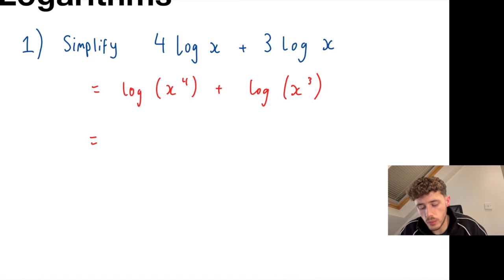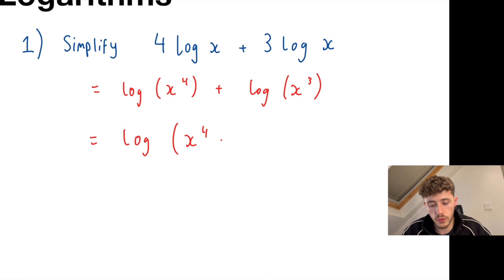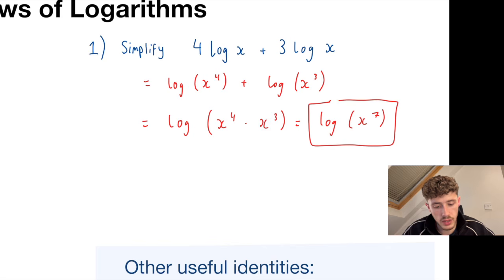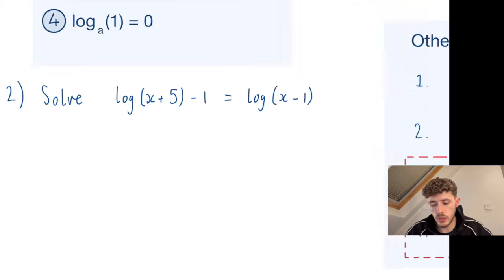So now we've got this, we can multiply those two things together. So this is going to become log of x to the 4 multiplied by x to the 3, which equals log x to the 7. And that is our final answer in this case. You could technically write that as 7 log x if you wanted to, but that is absolutely fine as an answer. On to question number 2.